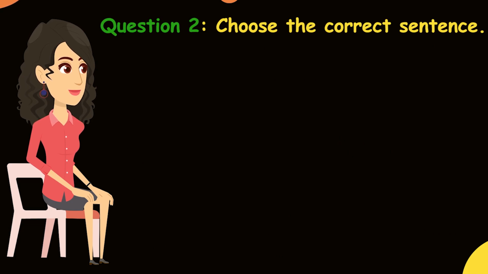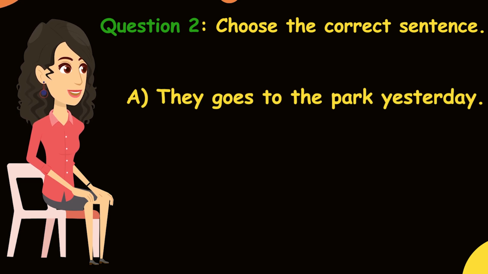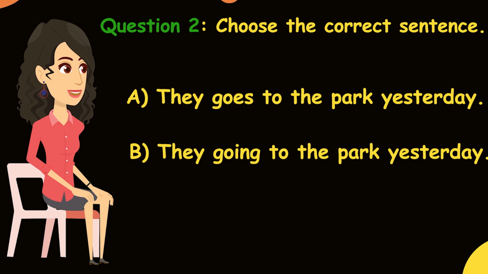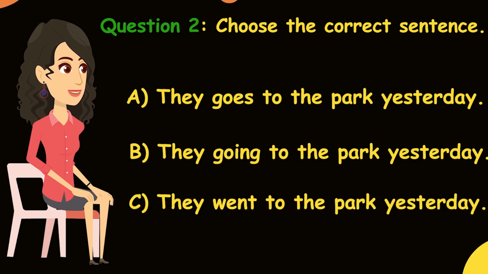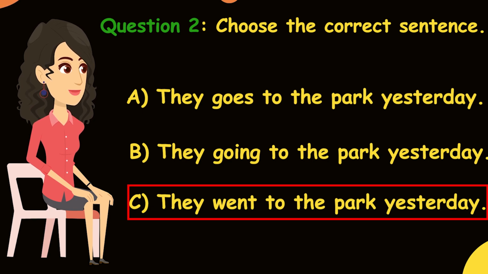Question 2. Choose the correct sentence. They goes to the park yesterday. They going to the park yesterday. They went to the park yesterday. The correct answer is C. They went to the park yesterday. Remember, the word yesterday shows us the action is finished.